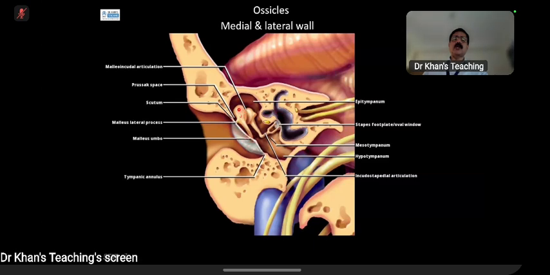Then the head goes into the epitympanum, and then this is the body of the incus, short process, the long process, incudostapedial joint, anterior process, posterior process, and this is the footplate which is on the oval window of the cochlea.